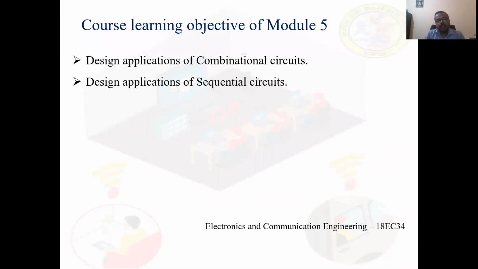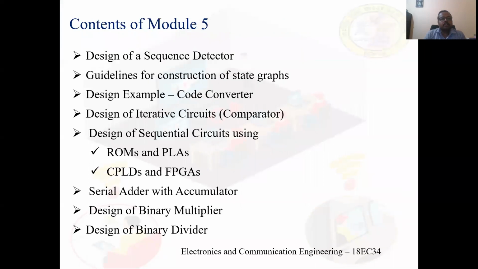The course learning objectives of Module 5 are design applications of combinational circuits and sequential circuits. The contents of Module 5 are design of a sequence detector, guidelines for construction of state graphs, design example, design of iterative circuits, design of sequential circuits using ROM and PLA, CPLDs and FPGAs, serial adder with accumulator, design of binary multiplier and binary divider.